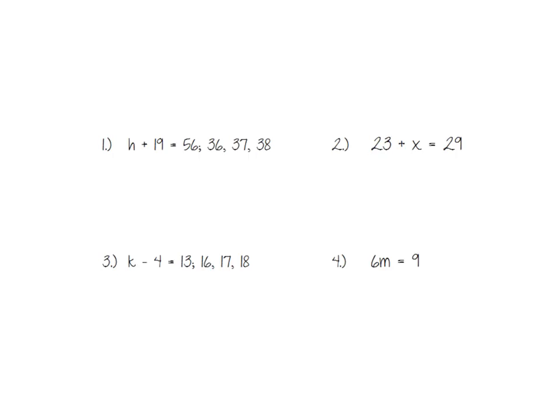So let's look at number 1. Number 1 says h plus 19 equals 56. And then it gives us these values, 36, 37, 38. And we have to decide which one of those is going to get into there and make that equation true. So I'm going to start with 36, and I'm going to add 19 to it because that's what our equation tells us here. And I get 55. Is that equal to 56? No, it's not. So 36 does not work.